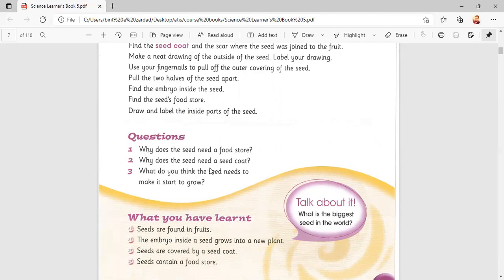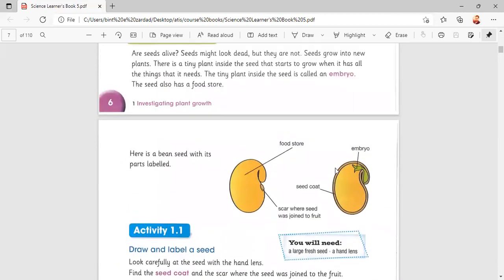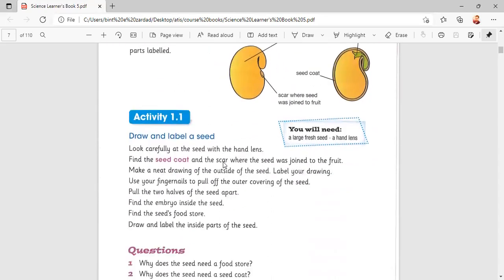Why does the seed need a seed coat? A seed coat is to protect the inside of the seed. This is the seed coat. There is a tiny plant inside the seed, so the seed coat protects the seed.